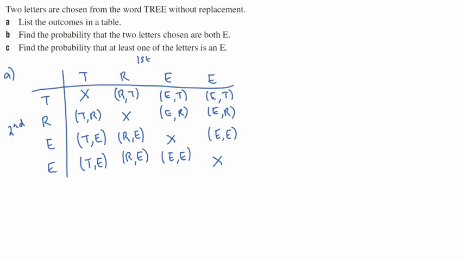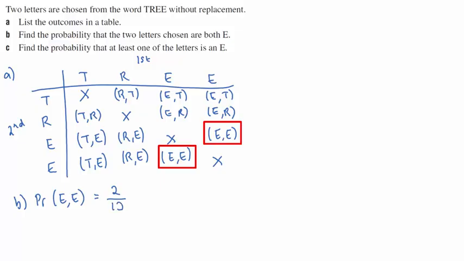So let's look at the next question, which says to find the probability that the 2 letters chosen are both E. Well, looking at our table, you can see that EE appears twice. So that means that there are 2 possibilities out of the 12 possibilities. So 2 over 12, that's the same as 1 over 6.